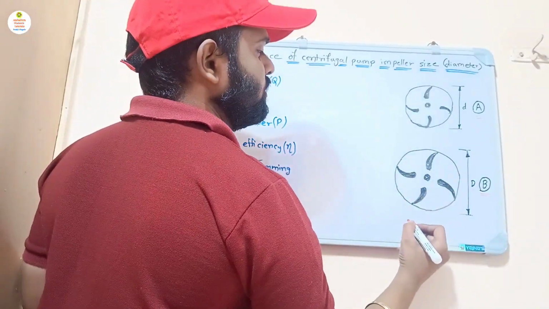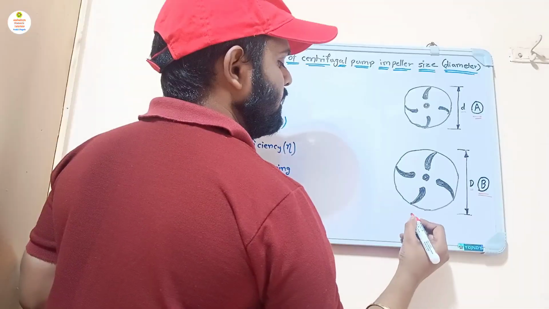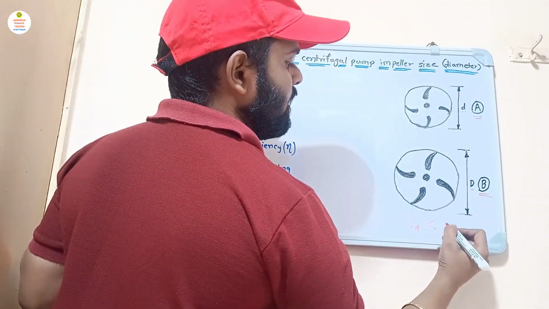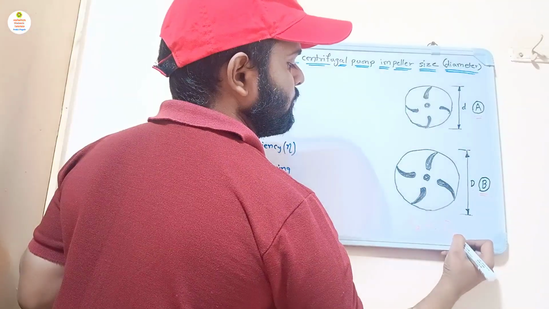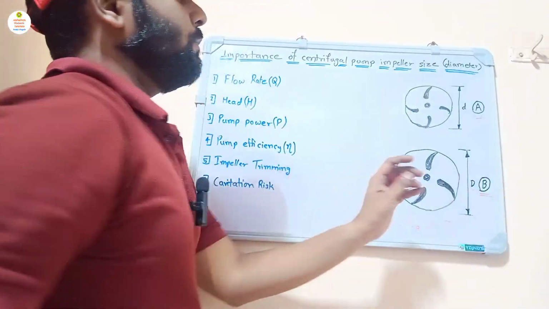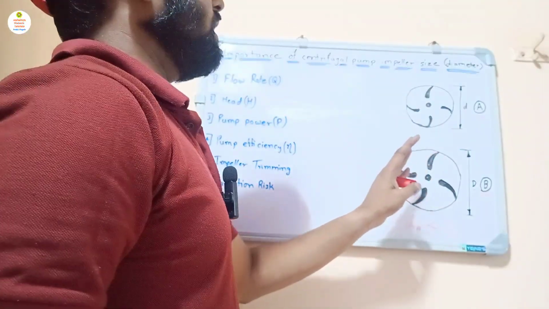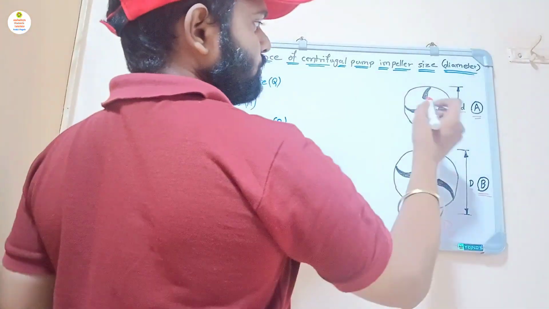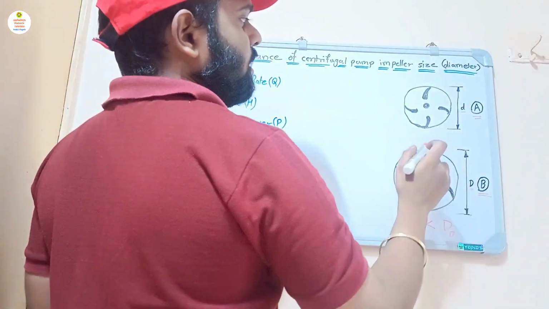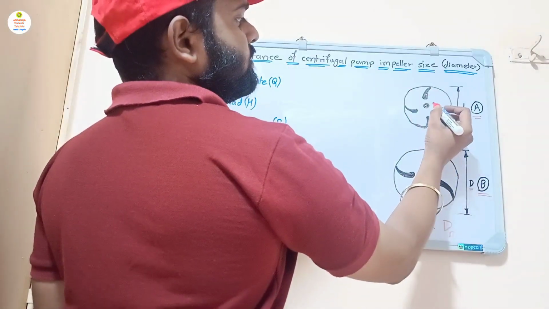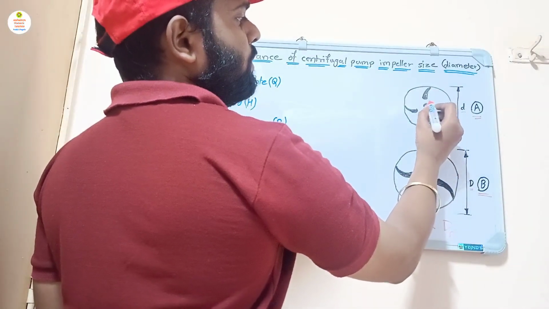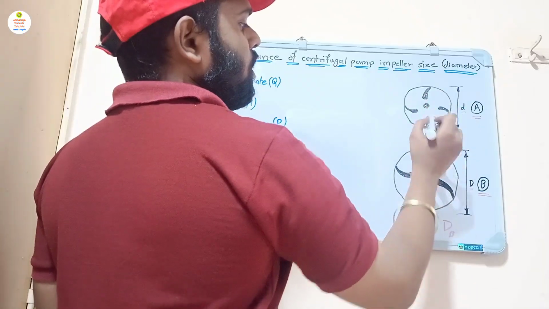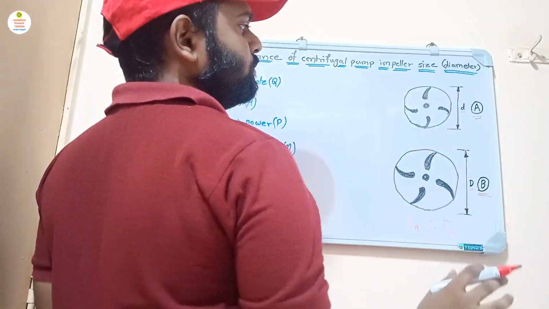So here I am now writing d A is less than capital D B. Impeller B has larger diameter than impeller A. In these diagrams, the impeller has an eye. This is the eye of the impeller, and these are the vanes of the impeller.